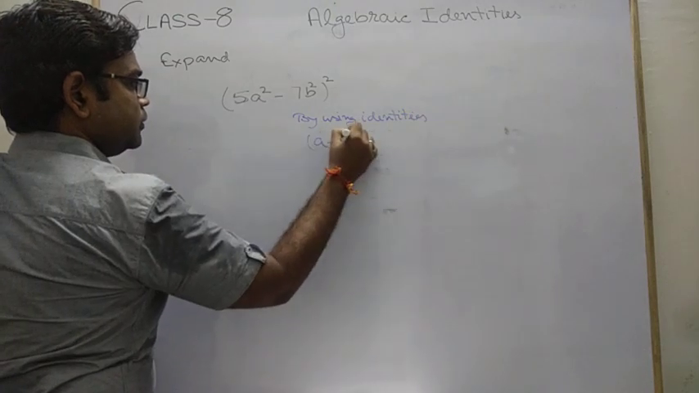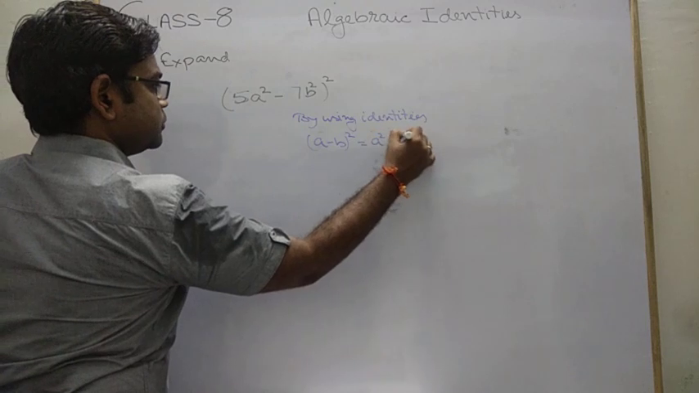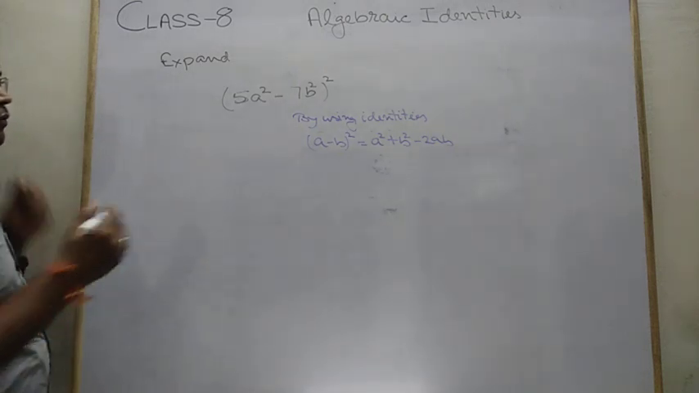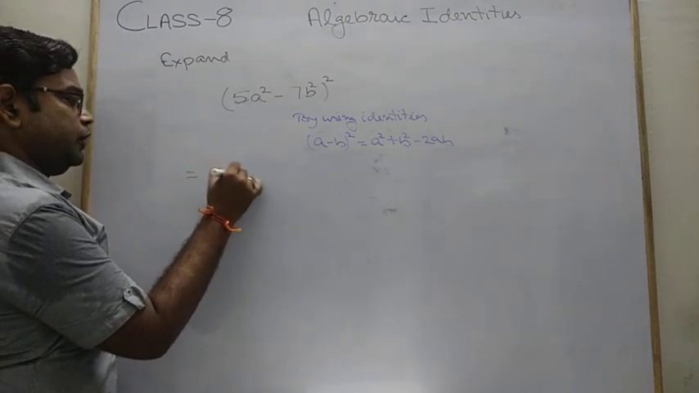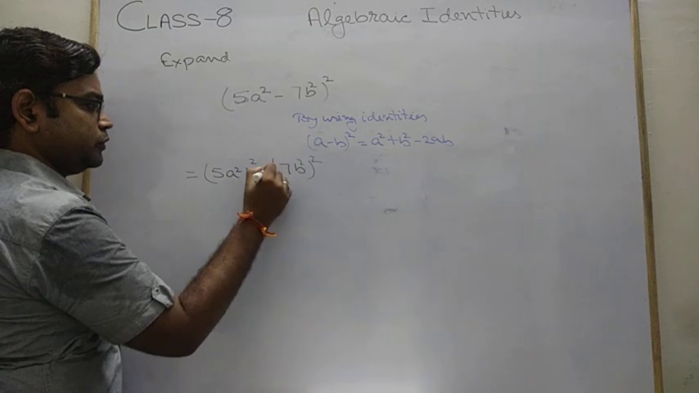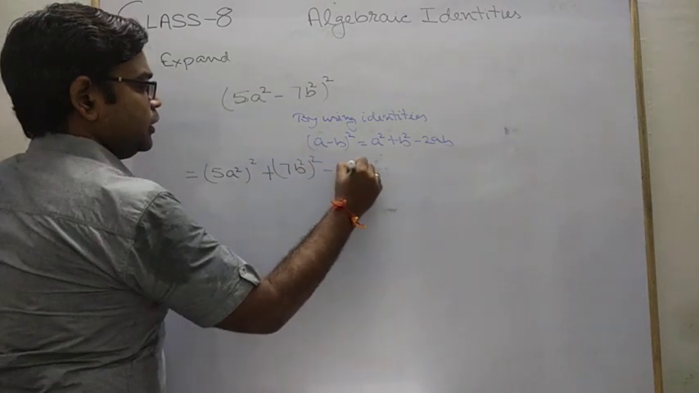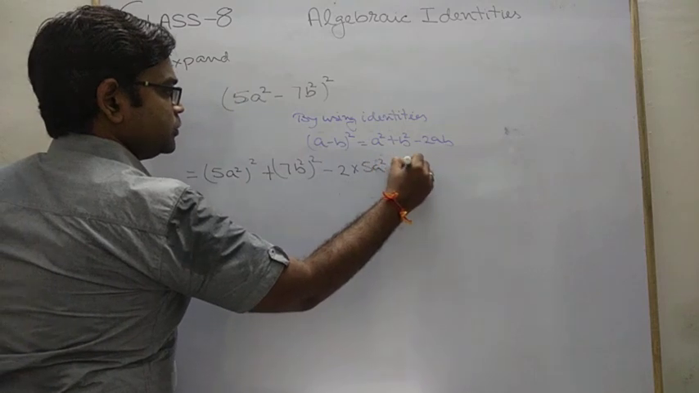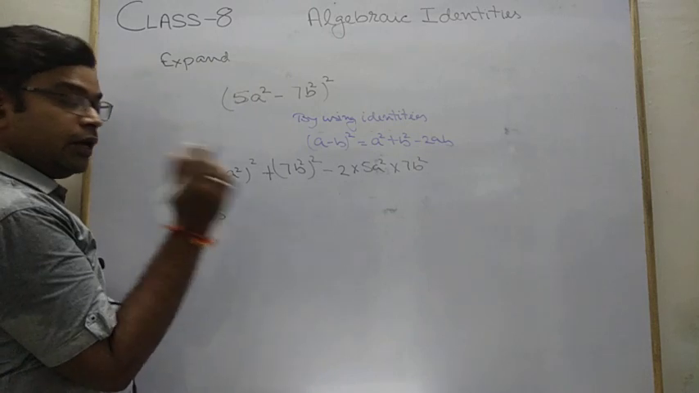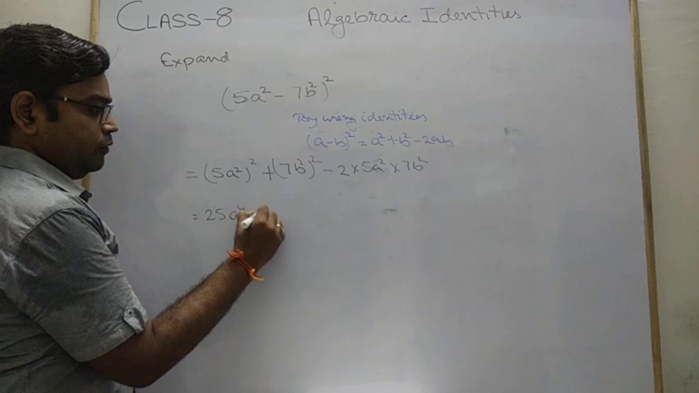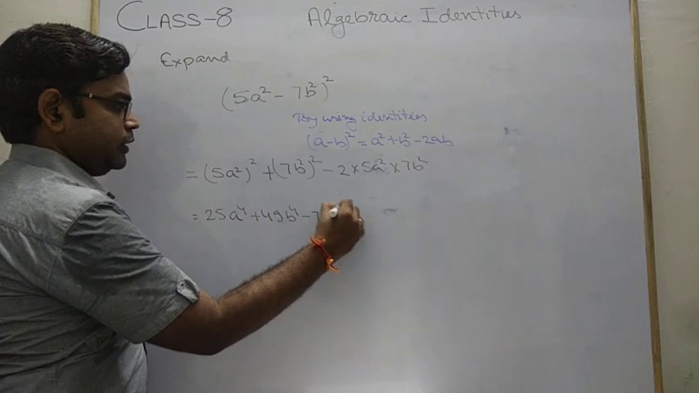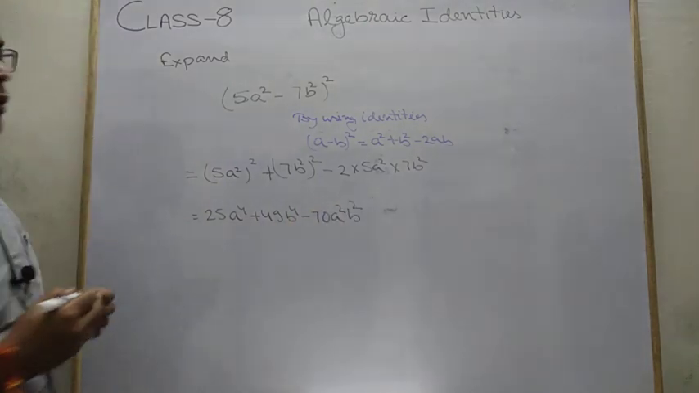(a minus b) whole square equals a square plus b square minus 2ab. Clear? So by using this identity, what can we write down? (5a square) whole square plus (7b square) whole square minus 2 into 5a square into 7b square. 5 5s are 25. a square into a square is a to the power 4. Always remember. 49b to the power 4 minus 70a square b square. So hope you are able to understand.